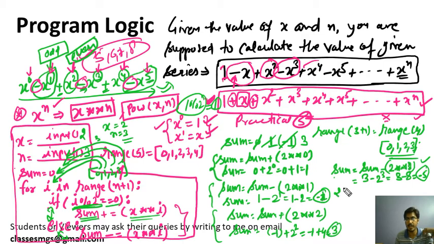This is very similar to this: 2 raised to power 0 minus 2 raised to power 1 plus 2 raised to power 2 minus 2 raised to power 3, which is 1 minus 2 plus 4 minus 8. If you calculate this, 1 minus 2 is minus 1, plus 4 is 3, and minus 8 is minus 5. So this is similar, and this is how this logic will be executed. Okay, now we will see the Python code in the next slide.